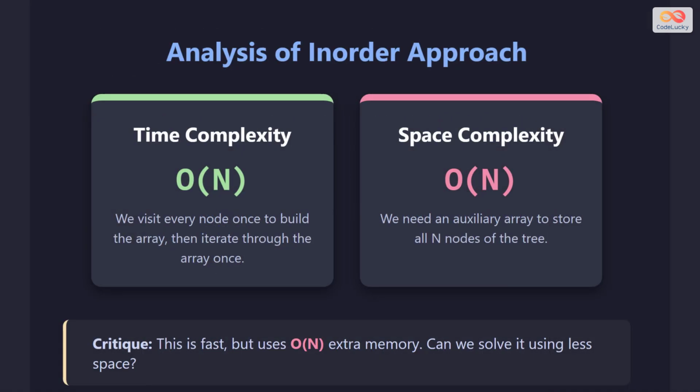Let's analyze this approach. The time complexity is O(n) because we visit every node once. However, the space complexity is also O(n) because we are creating a new list that stores all the node values. While this works, using linear extra space is not ideal for large trees. Can we optimize this?